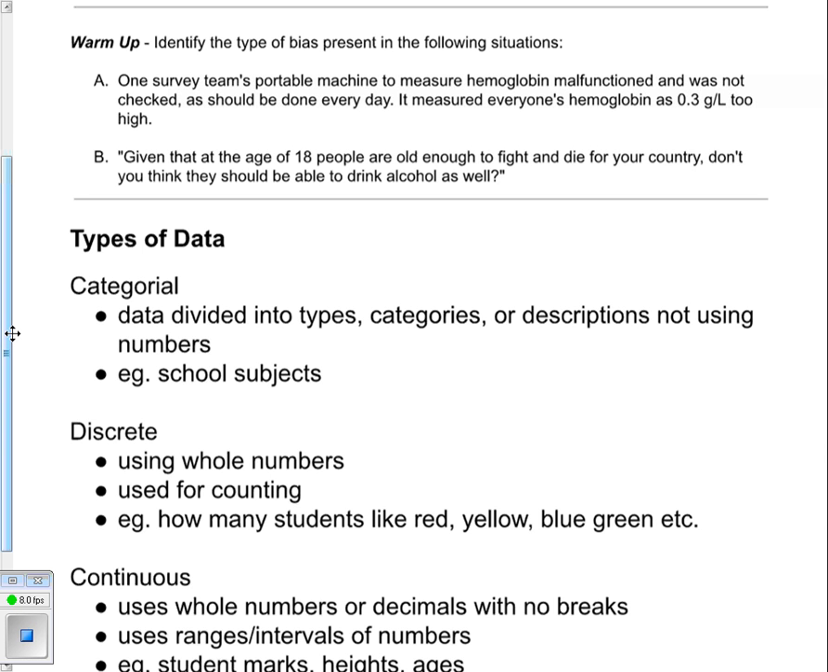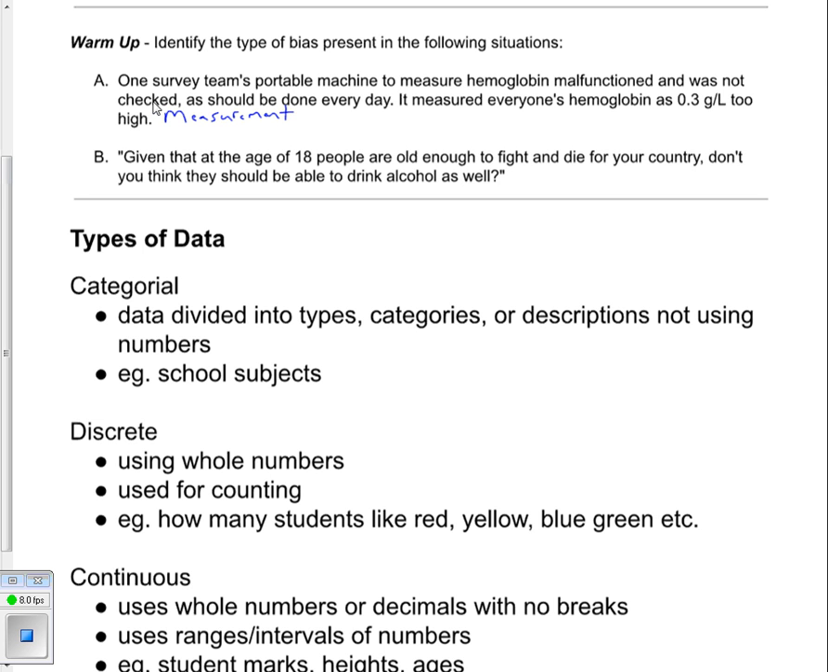So in situation A, it says one survey team's portable machine to measure hemoglobin, which is something in your blood, malfunctioned, and it wasn't checked properly, as it should have been done every single day. So it measured everybody's hemoglobin at 0.3 grams per liter too high. Okay, so that is a type of bias. And of the three types of bias, we talked about response, non-response, and measurement bias. So in this particular situation, the machine is broken, and it's taking an inaccurate reading of everybody's hemoglobin level. So this is actually a measurement bias.